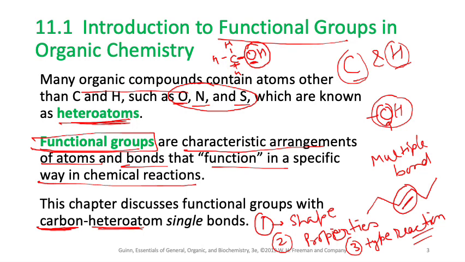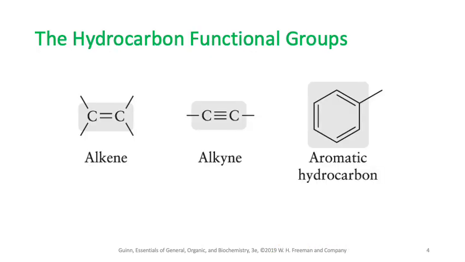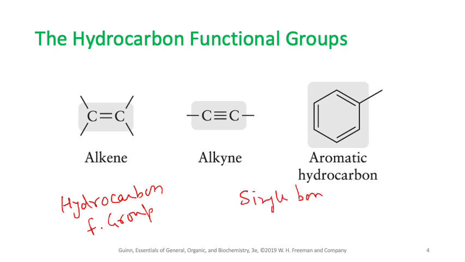So let's move on to the next slide and talk about the different functional groups, or what kind of functional groups we're going to talk about in this PowerPoint. Most of the functional groups that we're going to talk about in this chapter can be divided into two families or two categories. One of them is a hydrocarbon containing functional group. And the second one is a compound that contains a single bond to a heteroatom.